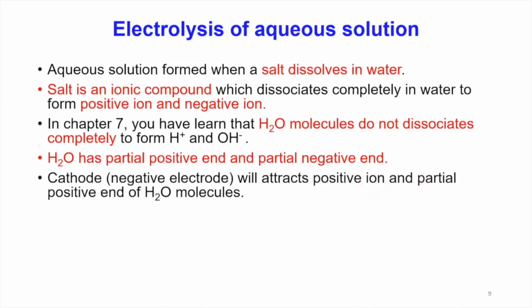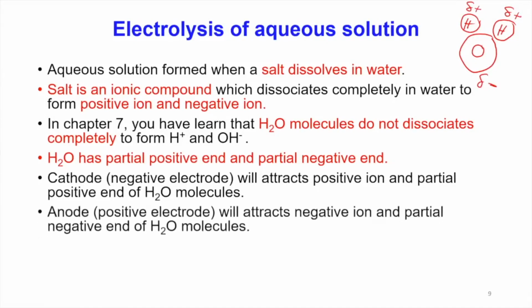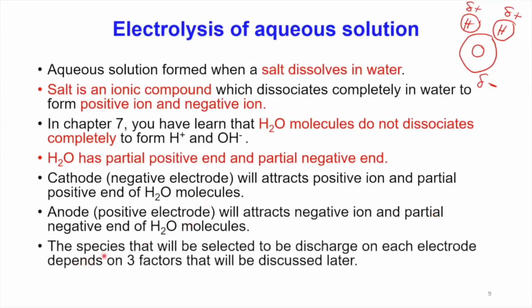Let's draw H2O molecules. This is O and we have 2 H, like a Mickey Mouse shape. So this is the partially positive end, and the O carries the partially negative end. While the anode, the positive electrode, will attract negative ions and the partially negative end of H2O molecules. So the species that will be selected to discharge on each electrode depends on 3 factors that will be discussed later.